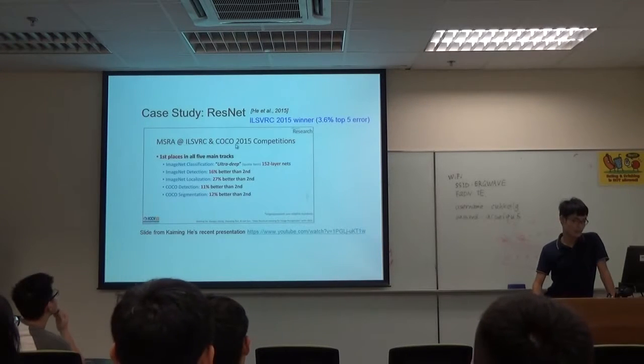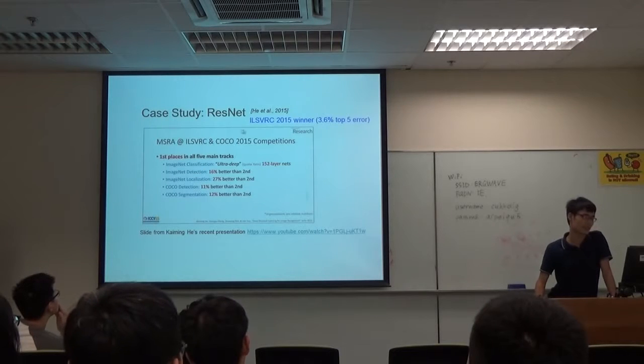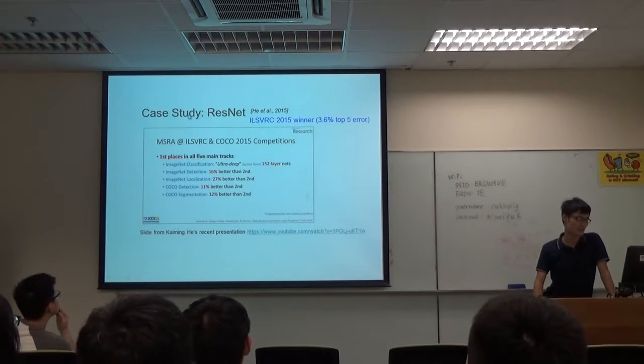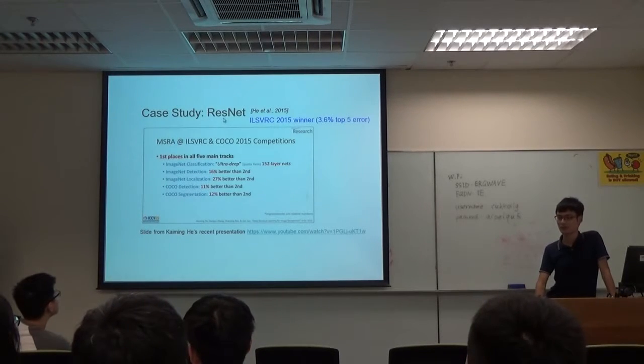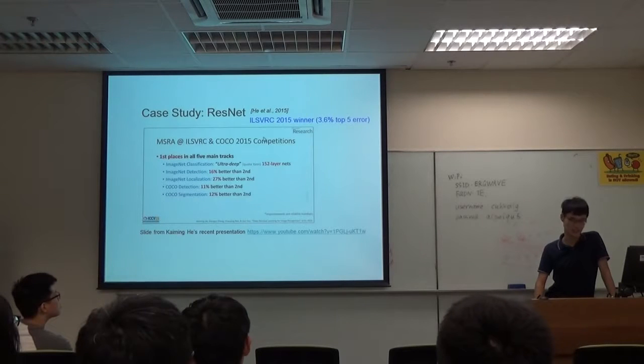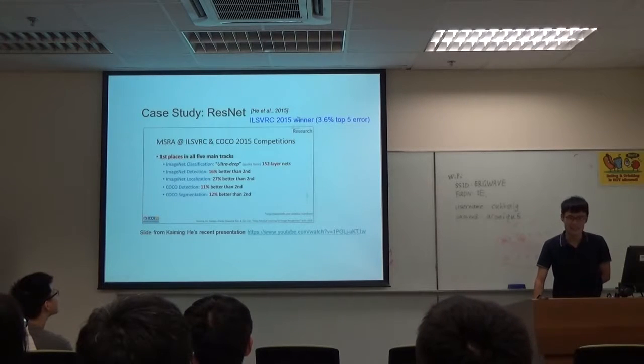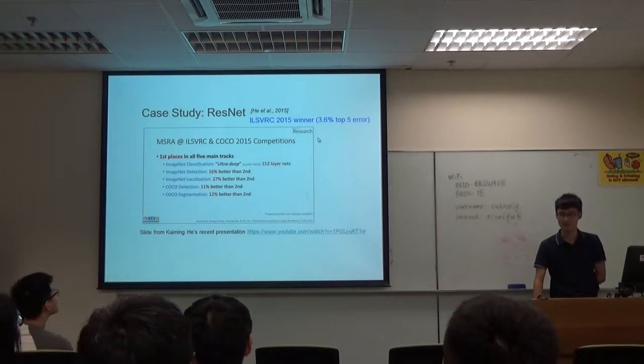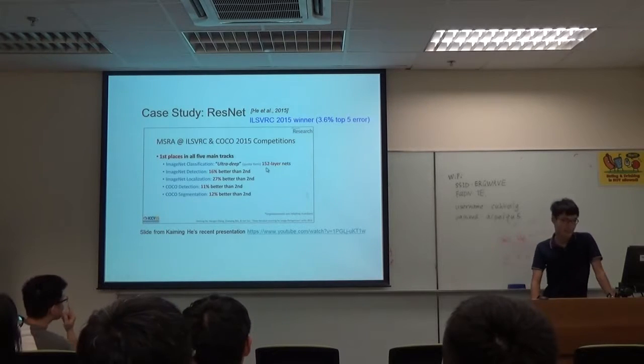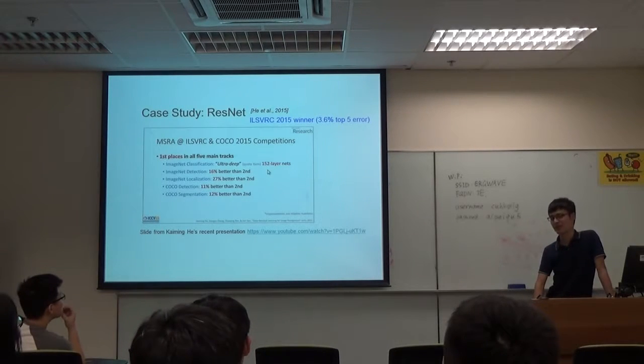And the very famous network today is the residual network. This was proposed by Chinese researchers at MSRA, by Kaiming He. He is a student of Tang Xiaoou. So this network is very famous. Why? Because it is very different from previous networks.